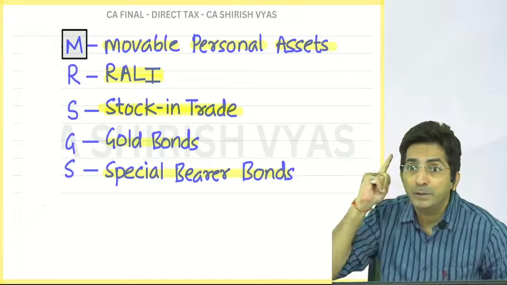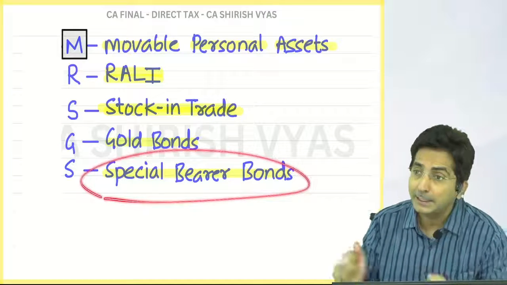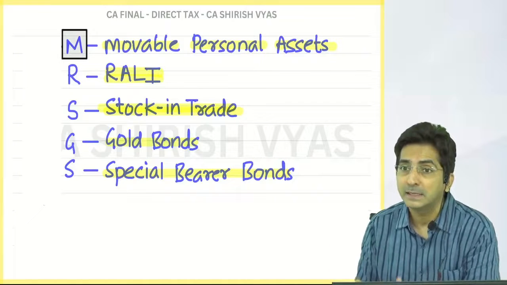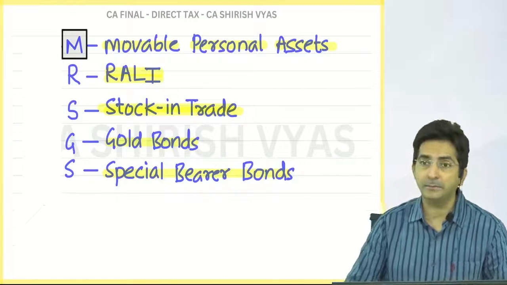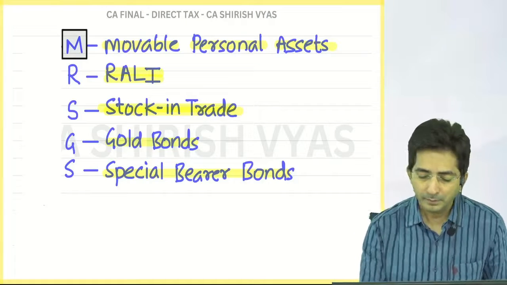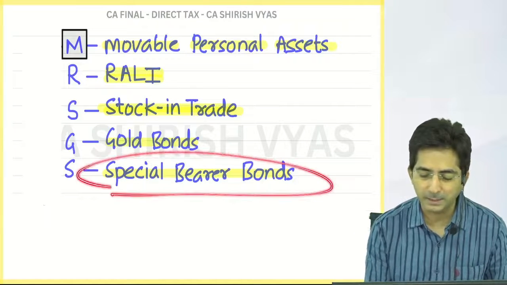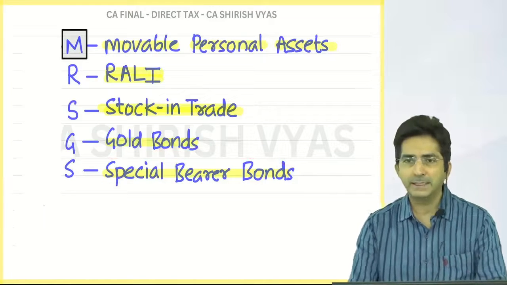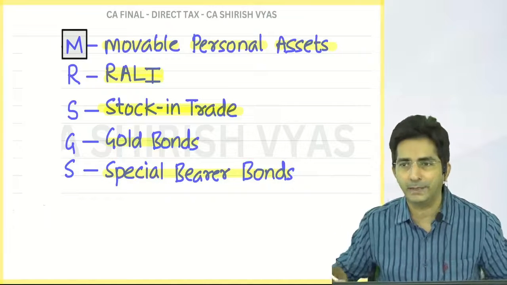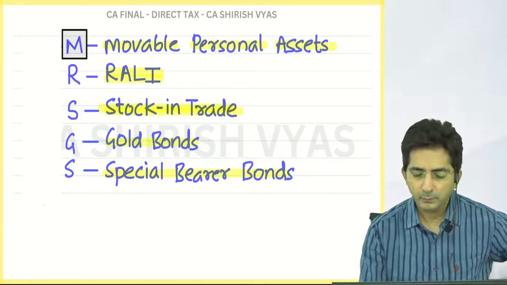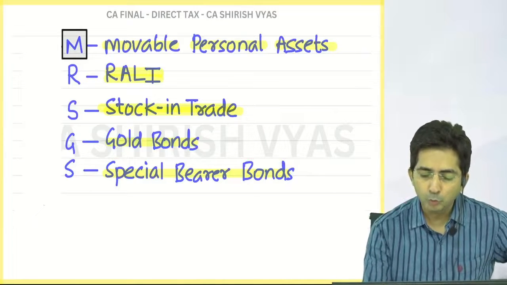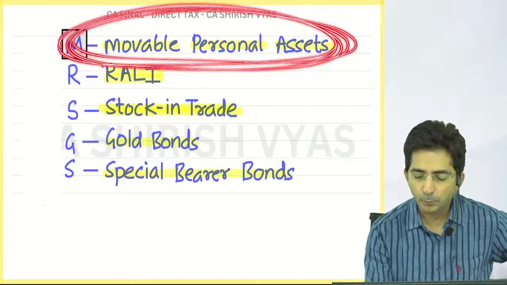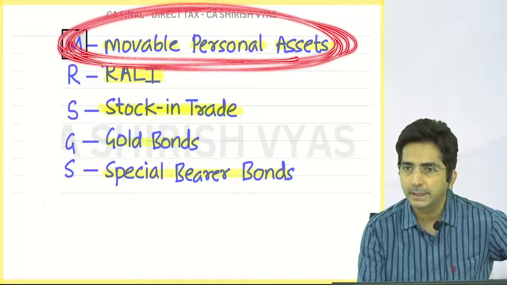Oh, sir has explained to us, let us invest here. And if you invest here, what is the advantage? Capital gain will be exempt. Okay. But anyway, in exam, special bearer bonds will not come, because in exam they ask only those things which are existing in real life. Okay, now one more thing. Tell me, in movable personal asset, what did I say? No potential to earn, so no capital gains, correct?